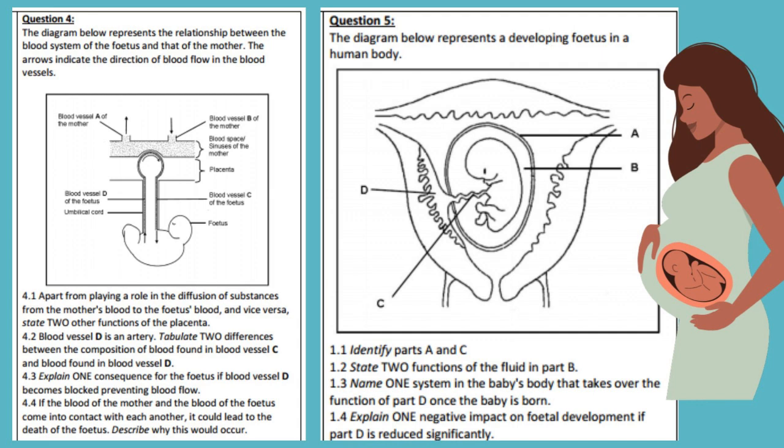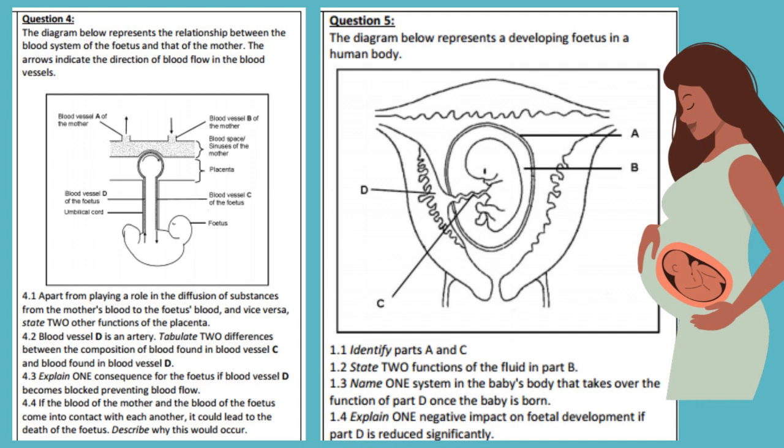Question 4. The diagram below represents the relationship between the blood system of the fetus and that of the mother. The arrows indicate the direction of blood flow in the blood vessels. 4.1 Apart from playing a role in the diffusion of substances from the mother's blood to the fetus's blood, and vice versa, state 2 other functions of the placenta.